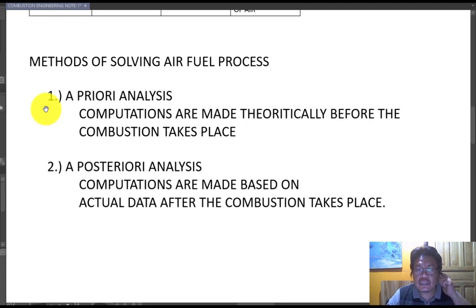Then next we have the a posteriori analysis. A posteriori analysis is based on the actual data, that is, after the combustion takes place. So this is already from the product of combustion. We take samples of the product, then from there we analyze what air fuel ratio was used in the combustion.